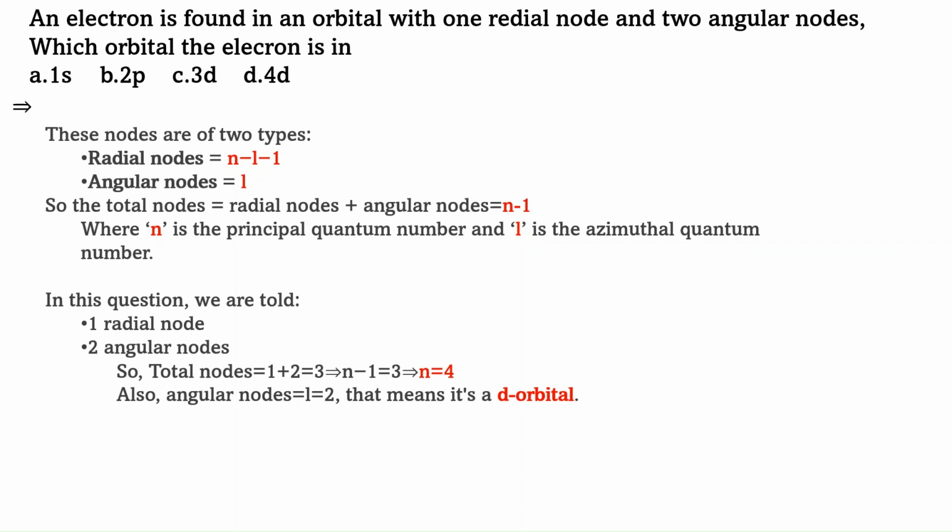That means it is a d orbital, because when l is equal to 0, that is s orbital, l is equal to 1, that is p orbital, and l is equal to 2 is d orbital. Now we know n is equal to 4 and l is equal to 2, that means that is d orbital. So the orbital is 4d. So the correct option is option D, that is 4d.